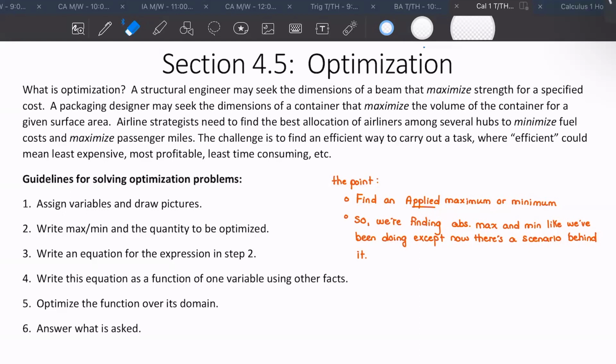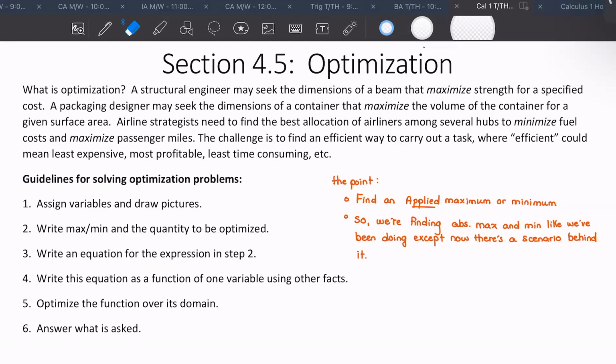So our guidelines: we're going to read our problem, draw a picture of what our problem is saying and assign variables, and then write max or min and the quantity to be optimized. So we're going to read our problem and say, okay, are we trying to find the maximum area, the minimum volume? What are we trying to do?